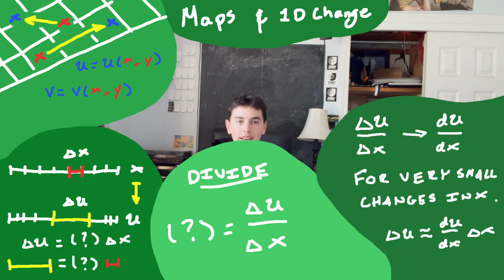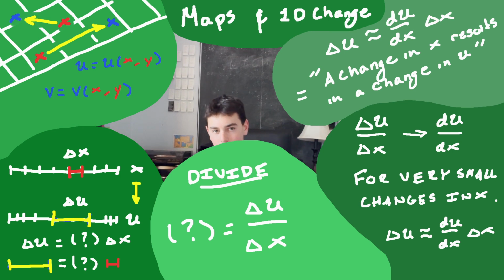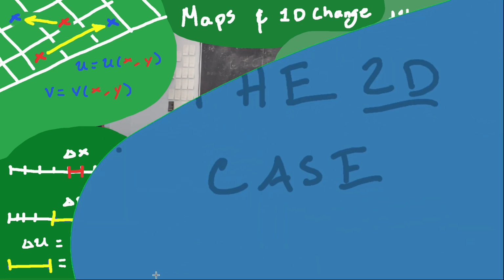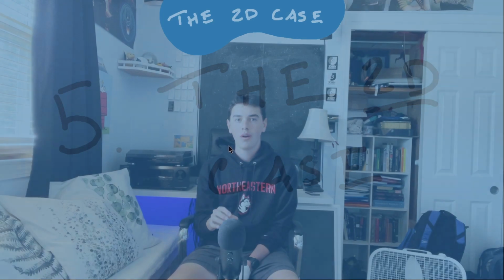If we move the delta x to the other side, we get an approximation for just how much u changes when we change x by a small amount. This result is very important. It tells us that changing x results in a change in u, and the amount that u changes depends on the derivative of u.